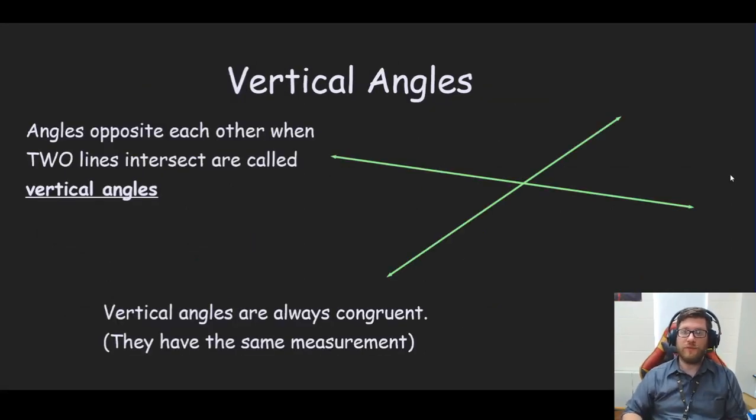Vertical angles. Again, the angles we're talking about with vertical angles are the angles that are opposite each other when two lines intersect. Those are called vertical angles. Okay, so let's take a look at this angle here. I'm going to call this angle right here angle 1, and we'll call this angle 2. So angle 1 and angle 2 are vertical angles in this situation.